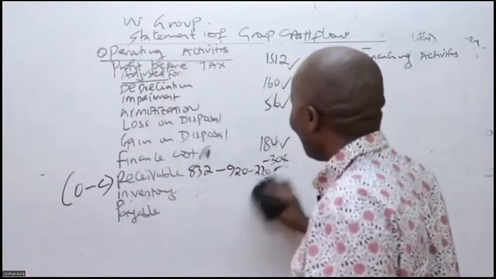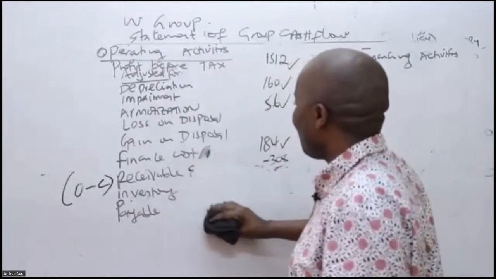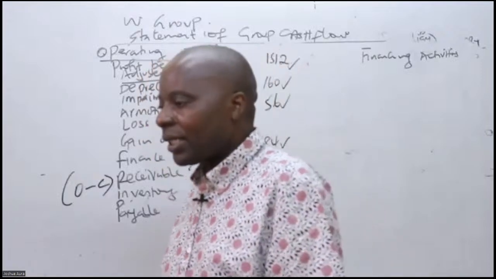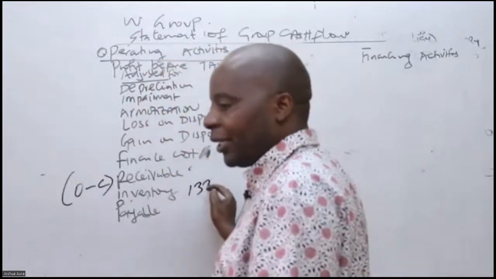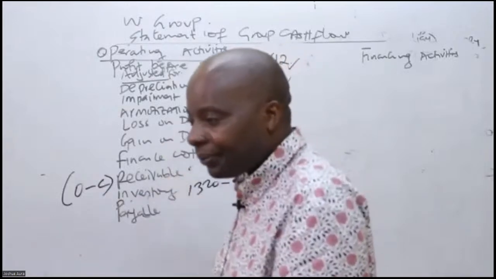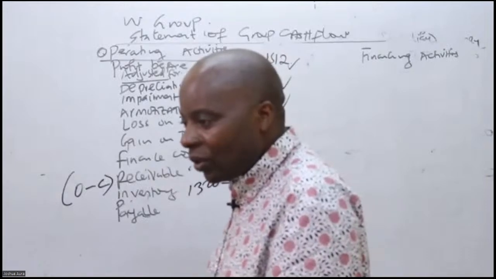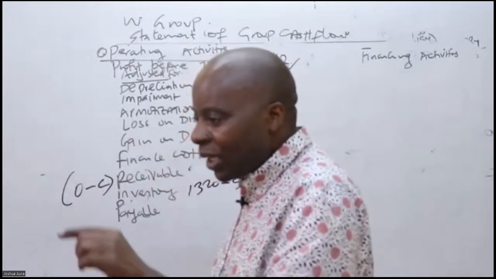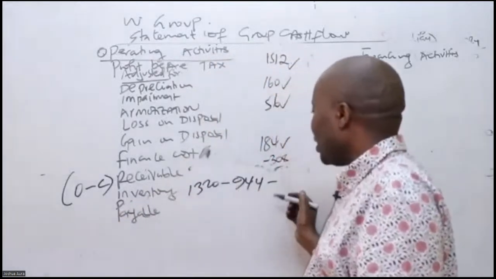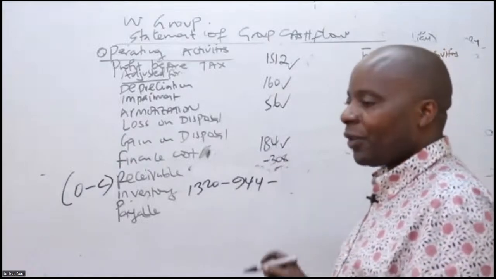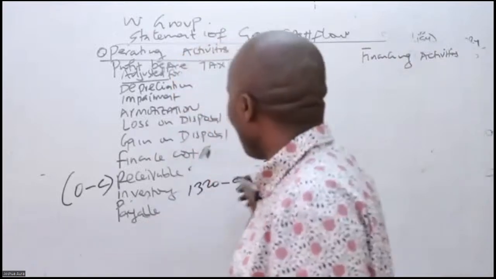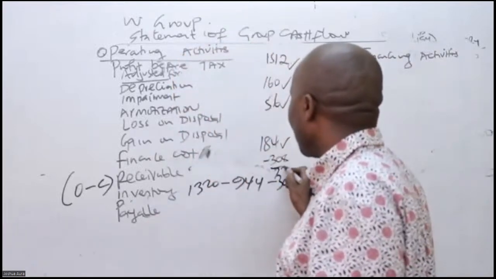Great. So for inventory, what do we have there? Like Terry has told us, opening inventory is 1320. Closing inventory is 944, and then we did the sell. We'll come back to that. Now we are handling this. The inventory of C Limited, which was disposed, is 304. So if you do it that way, you'll be able to get that 72.